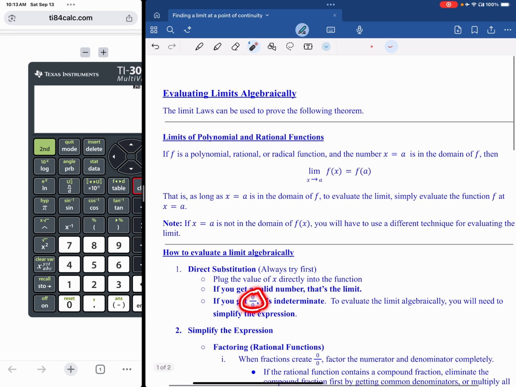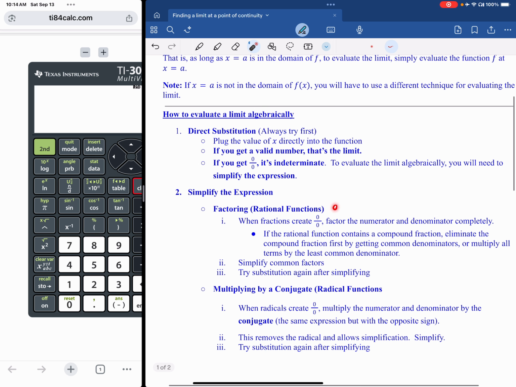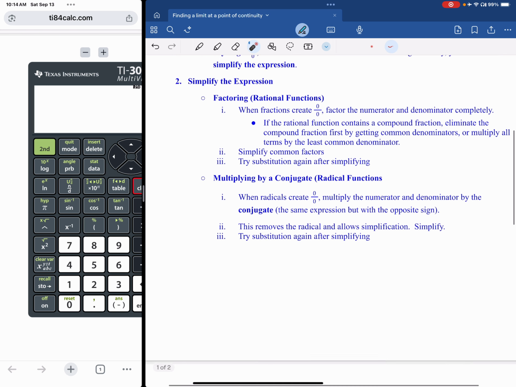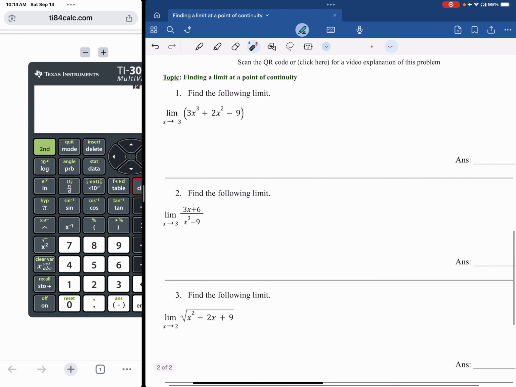If you get something like 0 over 0, that's called indeterminate form, and there are going to be some other techniques we're going to need to use, depending on whether it's a rational function or a radical function. But right now we're always going to start with the easiest method, direct substitution, and let's see how that works. So let's go to our examples here.